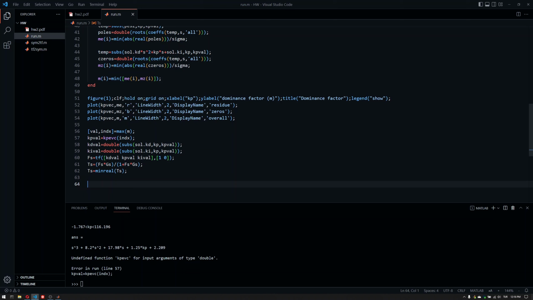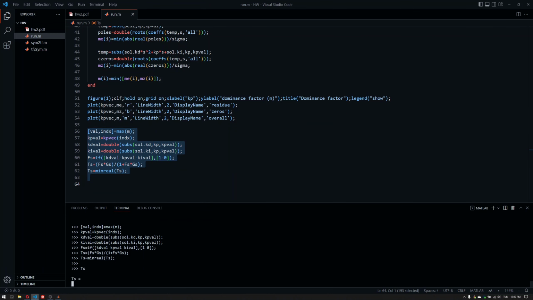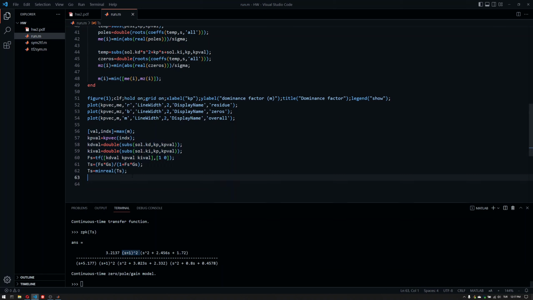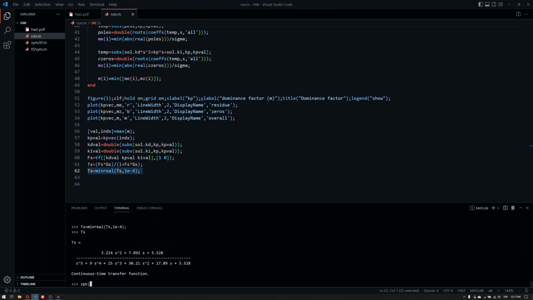So I misspelled something here. KP vec. There we go. So TS. And if you run zpk TS, even in this case, we still see s plus 1 squared and then s plus 1 squared. So this shouldn't happen. And if you're not okay with this, as far as I remember, there's also a certain way of eliminating them. So now it works if you provide that.